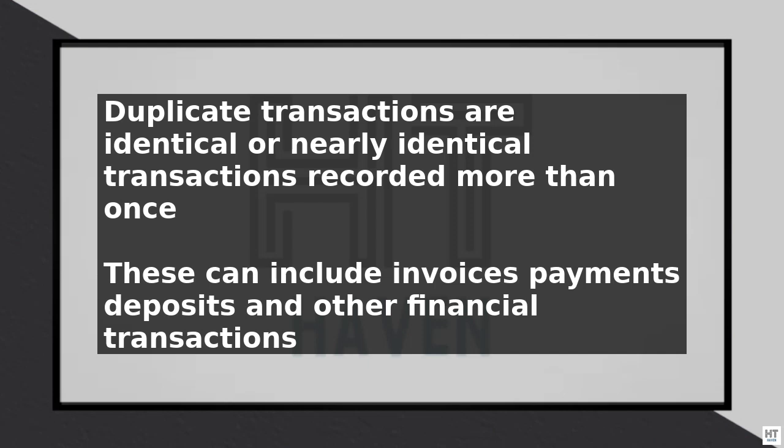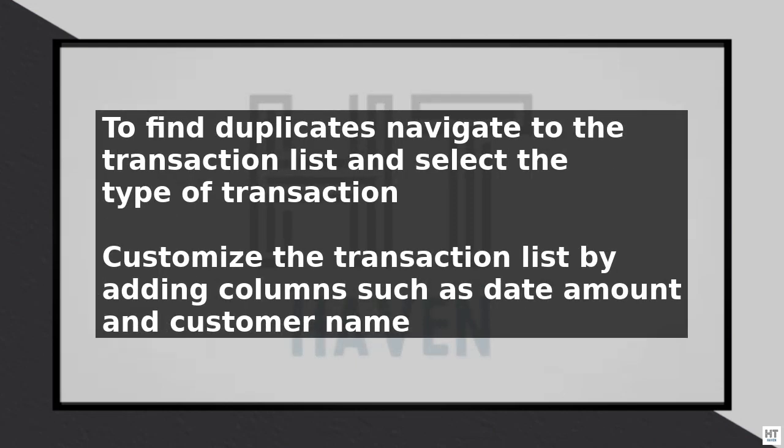To find duplicate transactions in QuickBooks Online, start by navigating to the transaction list. You can do this by clicking on the Accounting tab and selecting the type of transaction you want to review, such as invoices or payments.